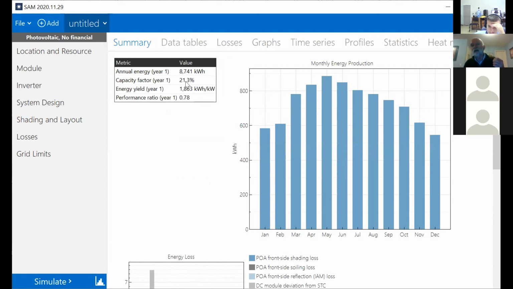Okay, this is emphasizing the point that I made earlier. When we're dealing with a renewable energy system, the capacity factor is usually the most important thing you want to know. Energy yield, annual energy, they're all just ways of saying the same thing. Why do you think it's listed the capacity factor and the annual energy for year one? Anybody got any thoughts on that?